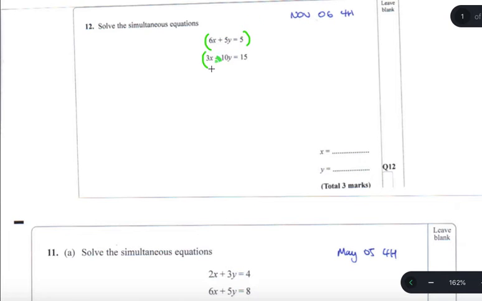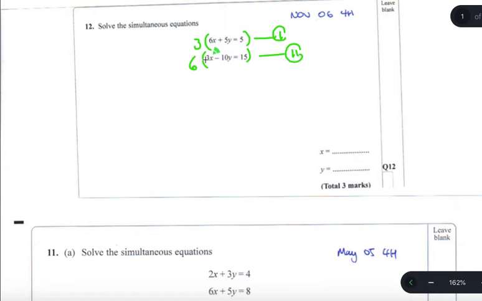If we are eliminating, you choose which variable or which letter you want to eliminate. Now I want to eliminate x, so I'll take the coefficient. A coefficient is a number that is next to a letter. So 3 is the coefficient of x in the second equation, and 6 is the coefficient of x in the first equation.